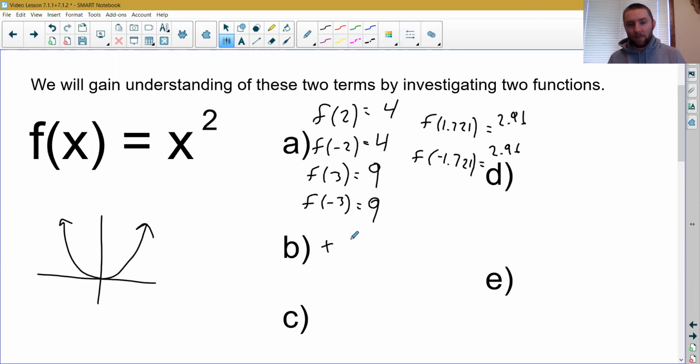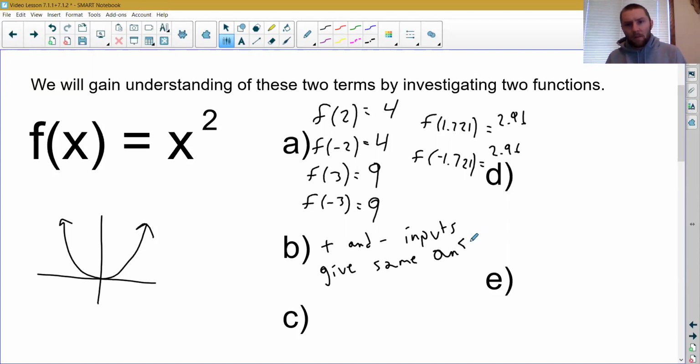So that's what we need to say for letter B. Positive and negative inputs give the same output. So as long as it's a 2, it doesn't matter if it's +2 or -2, it gives me the same answer. It doesn't matter if it's +3 or -3, it gives me the same answer. It doesn't matter if it's positive 100,000 or negative 100,000, it's going to give me the same answer, okay?